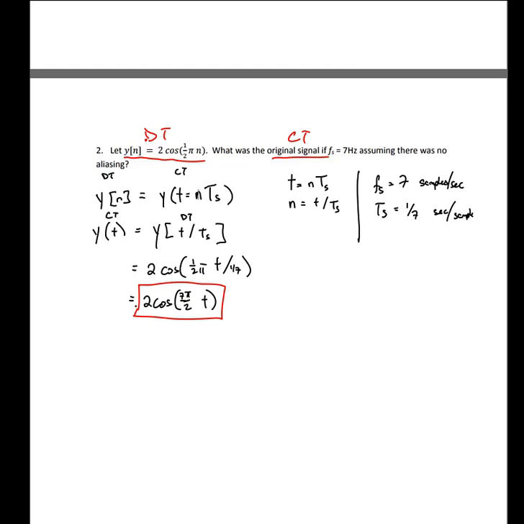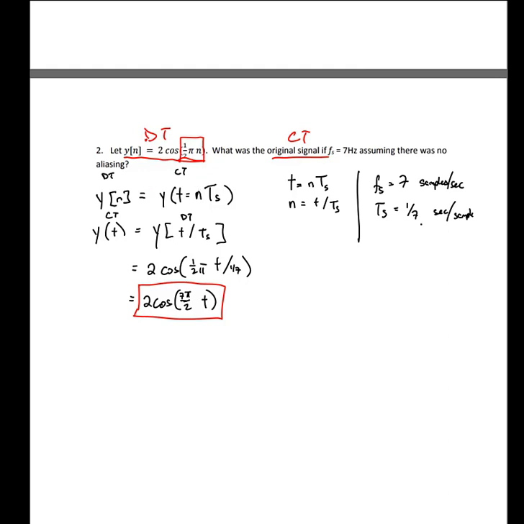And of course, if you wanted to see what it could have been if it was aliased, you could modify this by adding or subtracting multiples of 2 pi and maybe flipping signs like we did in the last problem, to see other possible continuous time signals that it could have been equal to.